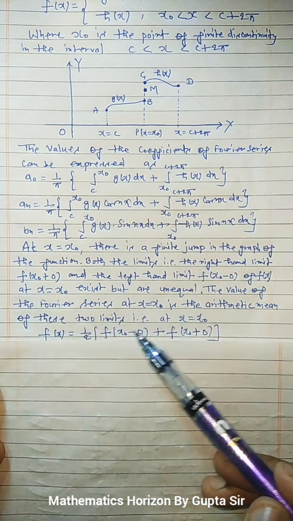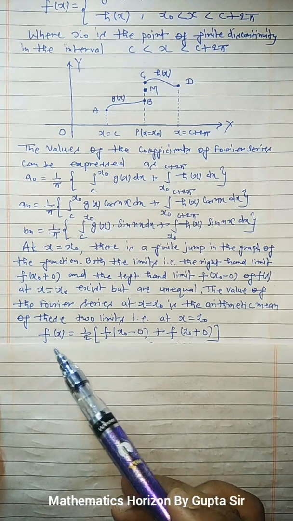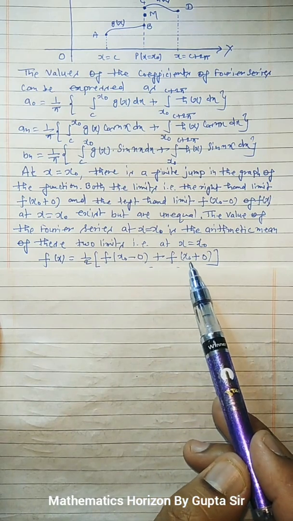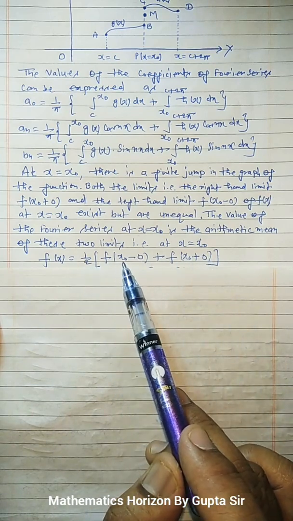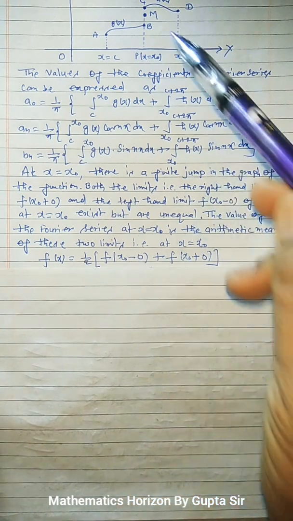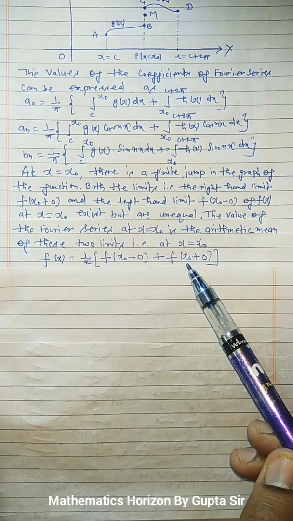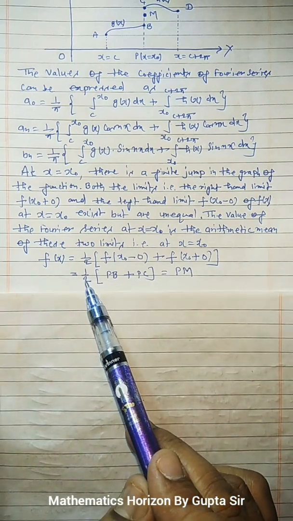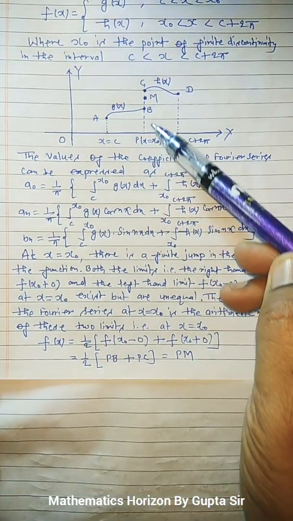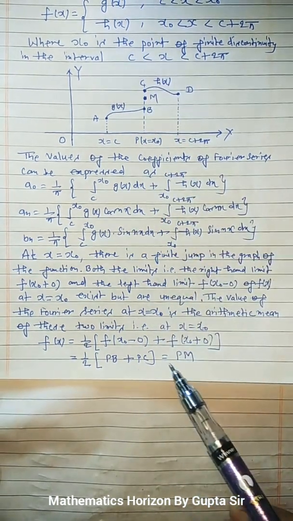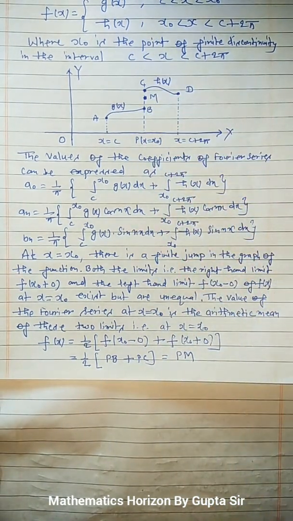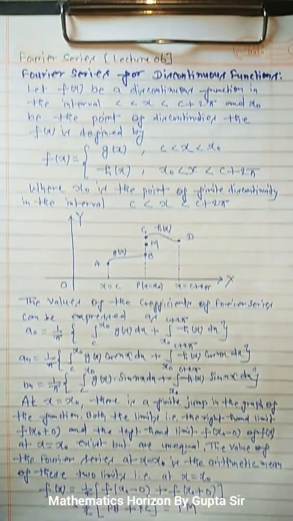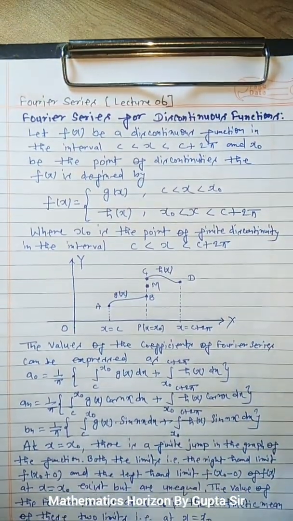The value of the Fourier series at x equal to x0 is the arithmetic mean of these two limits, that is f(x0) = 1/2 [f(x0−0) + f(x0+0)]. That is the value of the function slightly less than x0 and slightly greater than x0. We can say this is the mean of PB and PC, and suppose the arithmetic mean of these two is PM. In such a way we find the Fourier series for the discontinuous function.